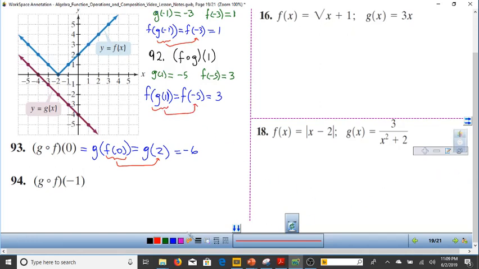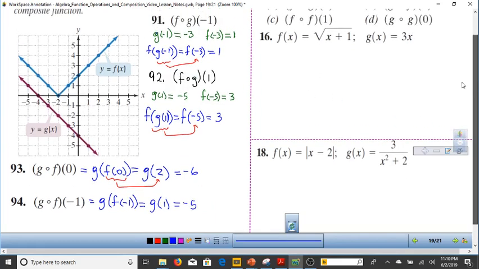Now, let's do g of f of -1. So g of f of -1 means we find f of -1 first. We evaluate that. f of -1 is 1. And g of that value, g of 1, is -5. And as you can see, g of f of -1 is different from f of g of -1.